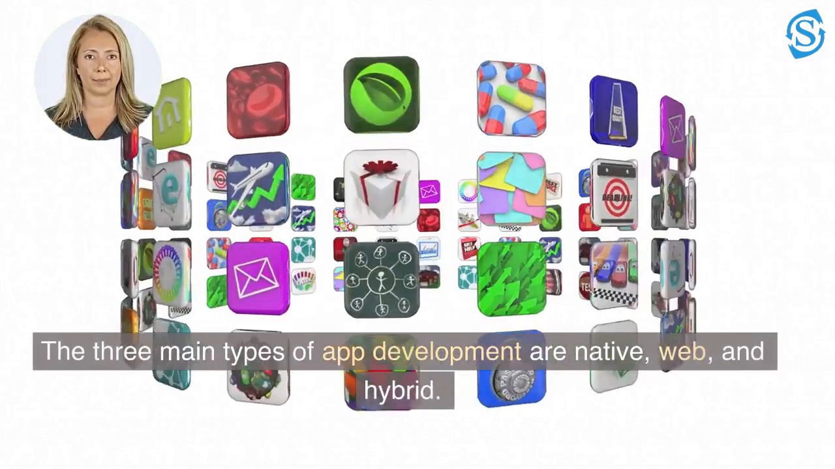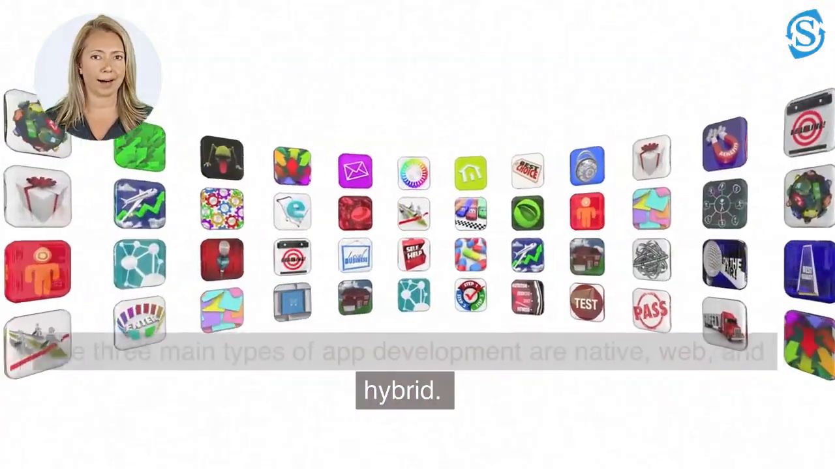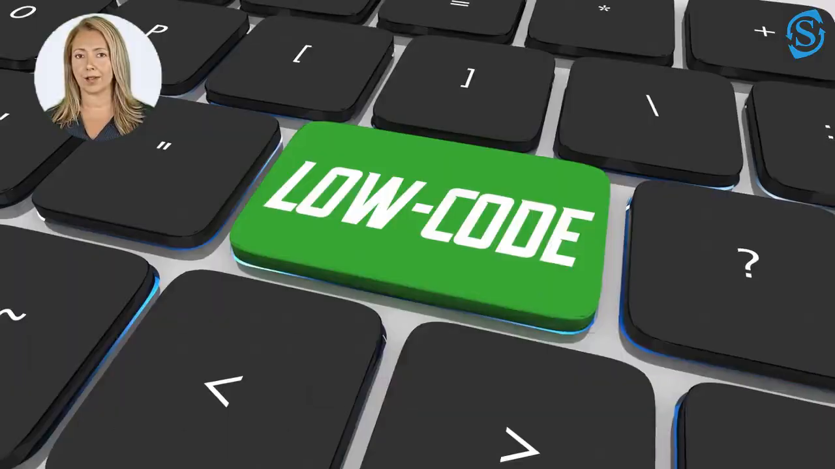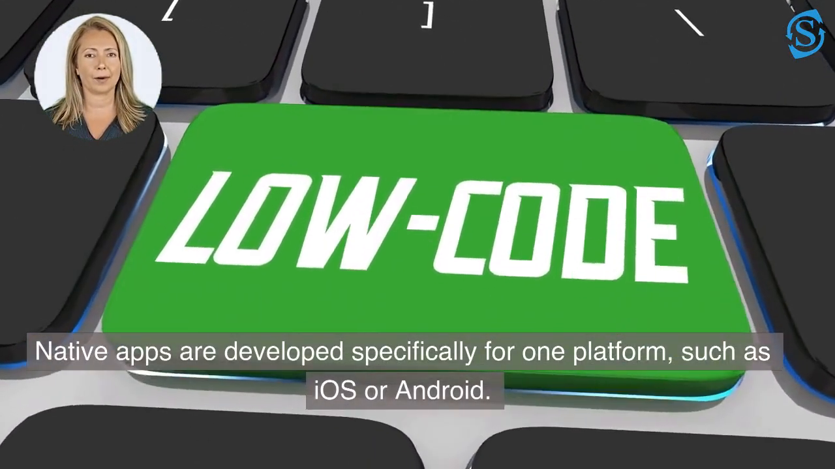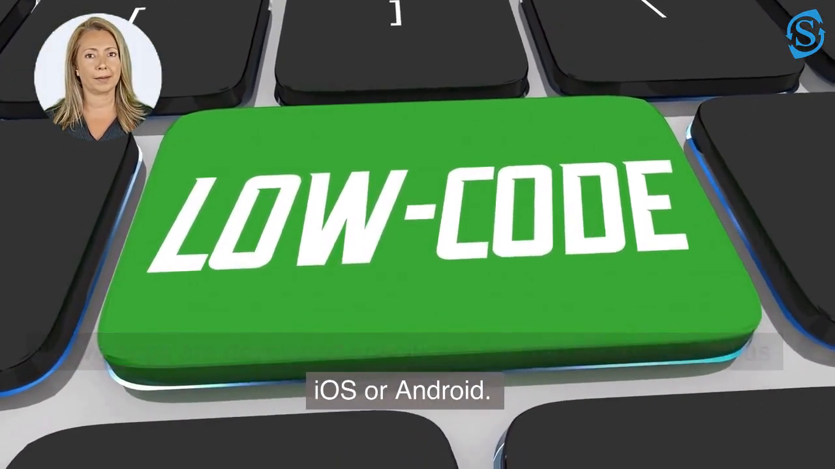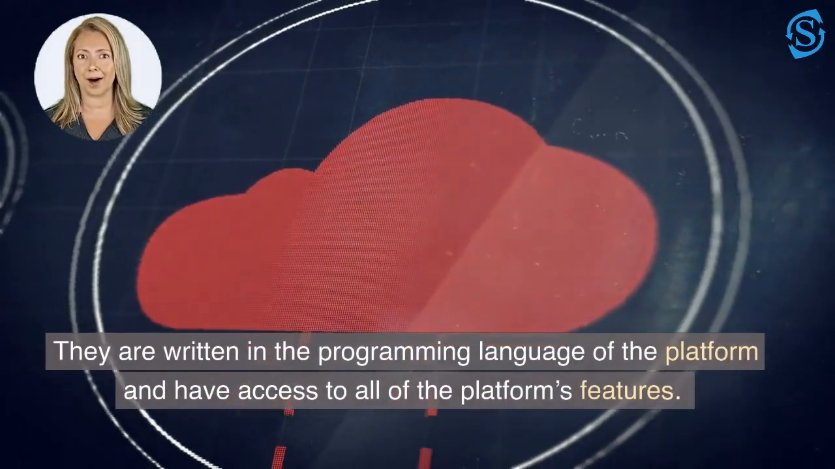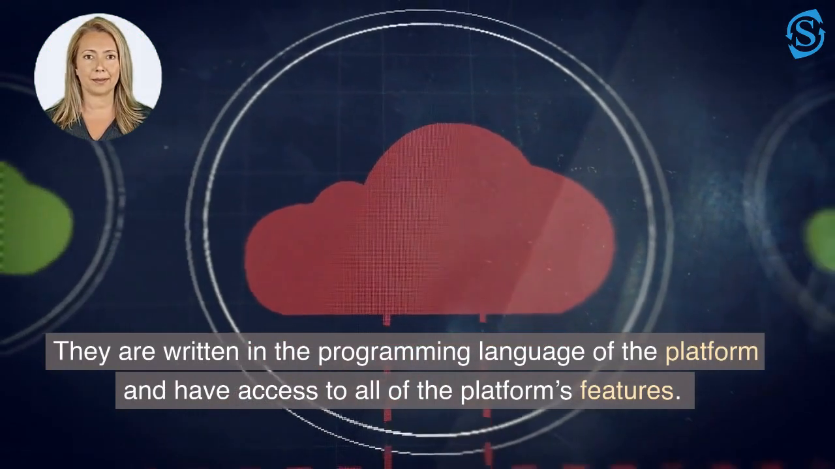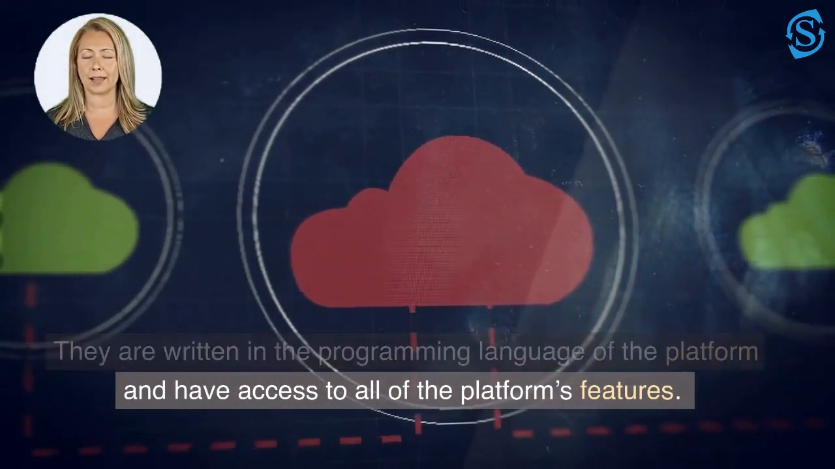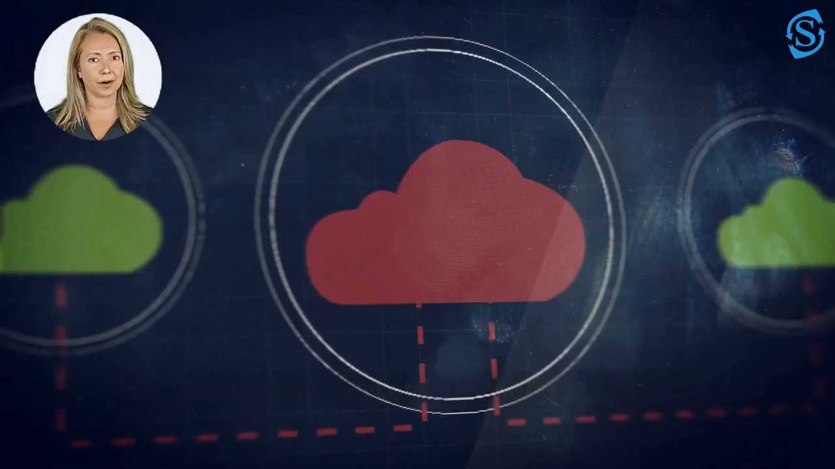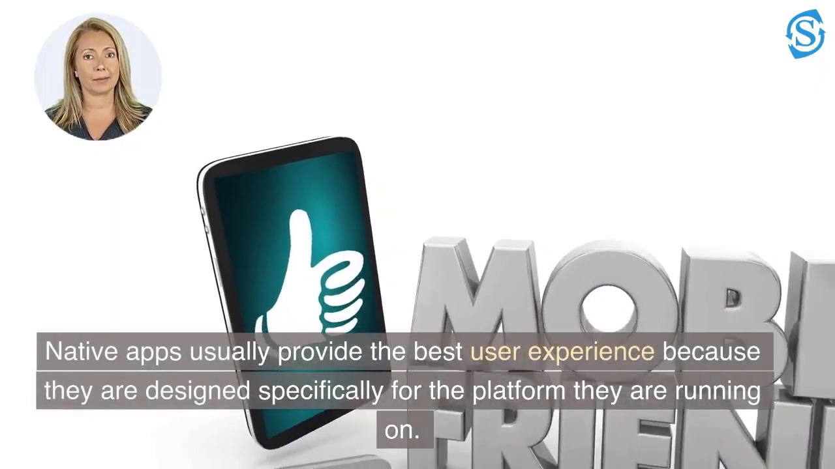The three main types of app development are native, web, and hybrid. Native apps are developed specifically for one platform, such as iOS or Android. They are written in the programming language of the platform and have access to all of the platform's features. Native apps usually provide the best UX because they are designed specifically for the platform they are running on.